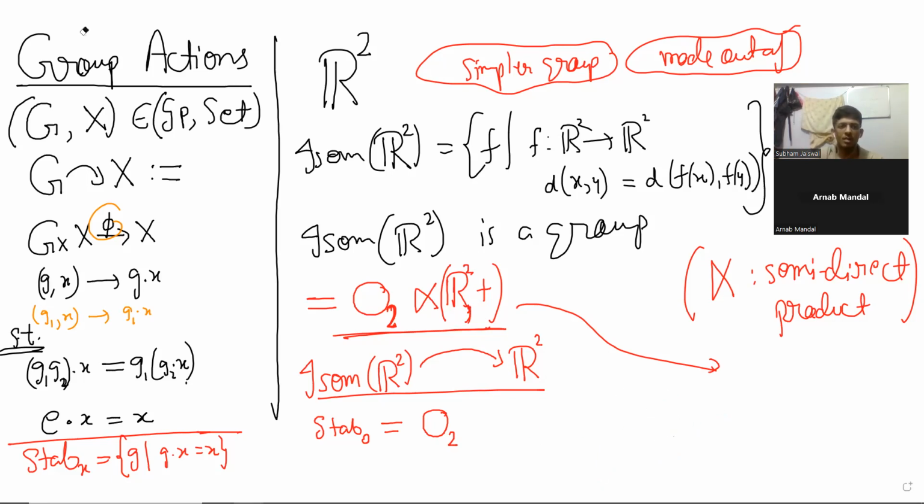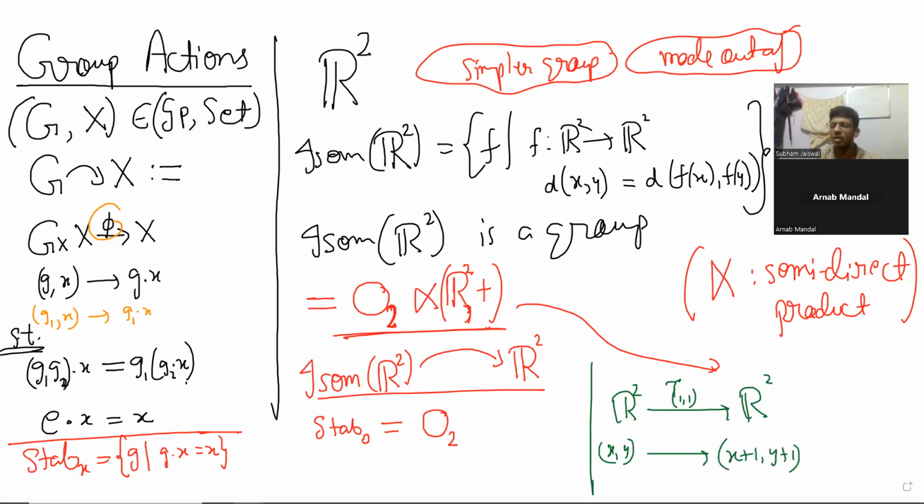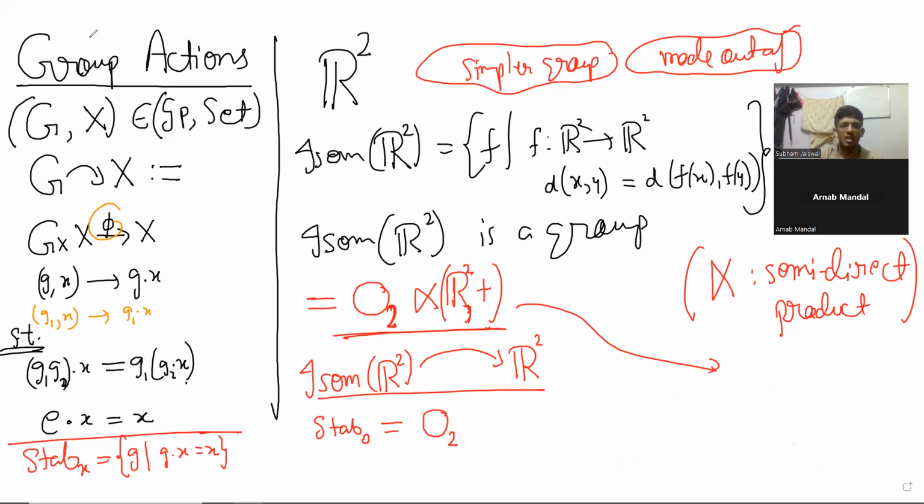Translations means translations, right? You take R2, and I'm giving you a particular translation. Let's say you're translating by 1, 1. This will be a function from R2 to R2 which will take x, y to x plus 1, y plus 1. Just see the geometrical picture. Those are obviously isometries, the easiest isometries. And the other ones are these, and everything can be made out of these.